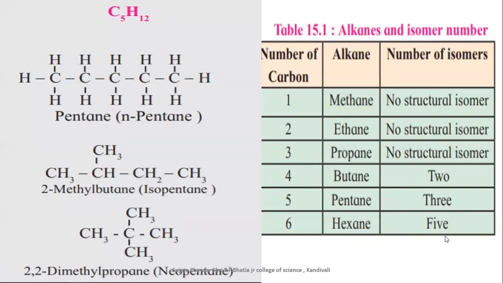Whereas hexane has 5 isomers, and the number of carbons is 6.